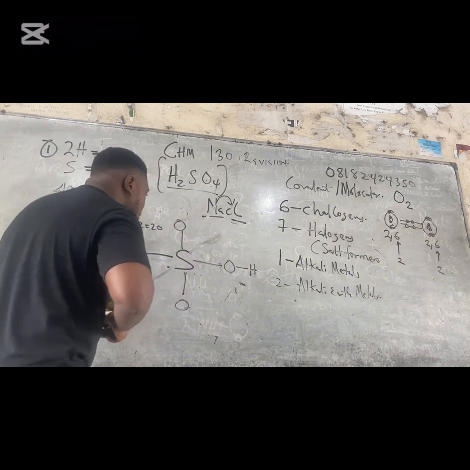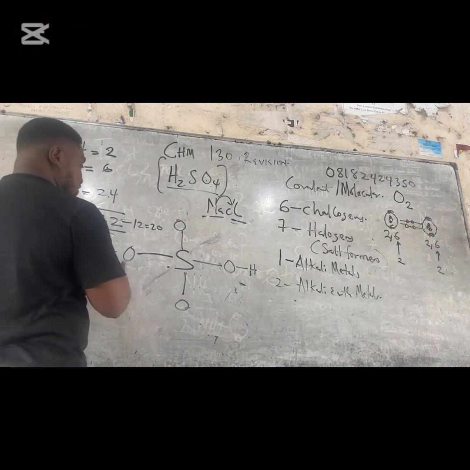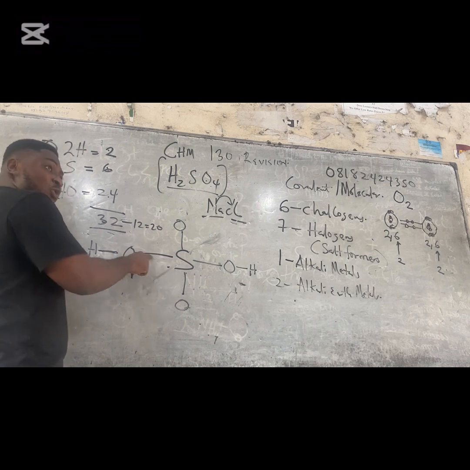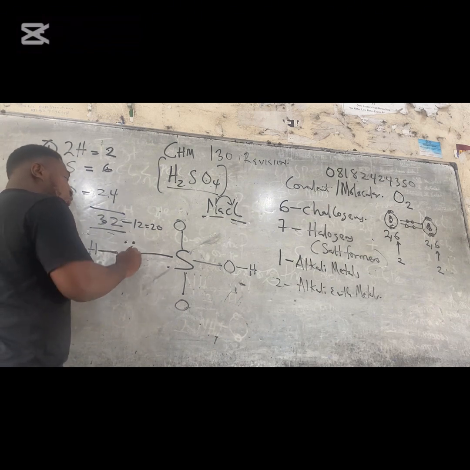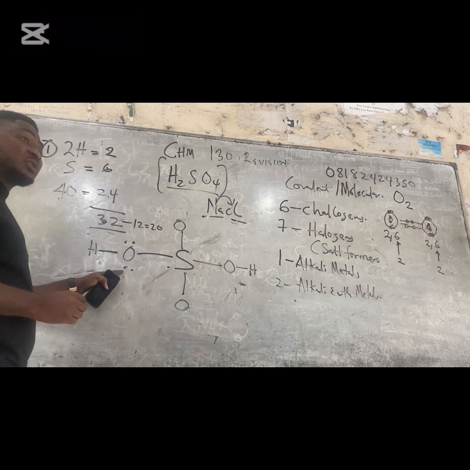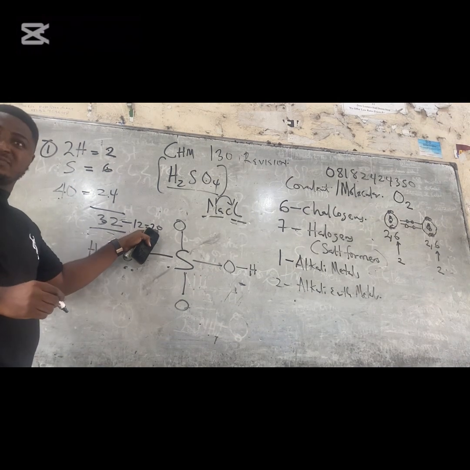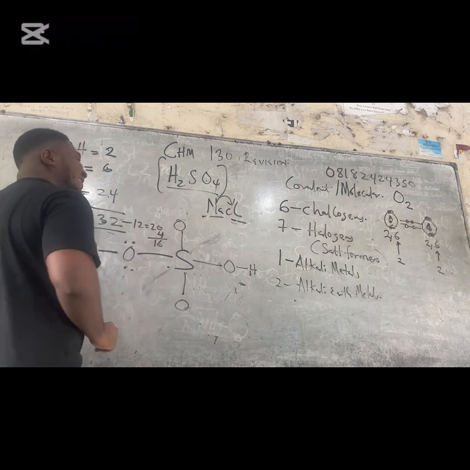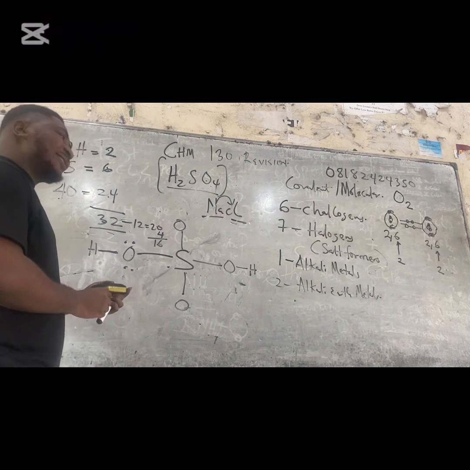So what about the oxygens? They are not okay. This oxygen is not okay. How many electrons are around this oxygen now? 4. Why? This bond is giving it 2 electrons, another bond 2 electrons, 2 plus 2. How many more does it need to make 8? 4. You put 4 electrons. Class, where are you getting the 4 electrons from? 20. 20 minus 4 is 16.